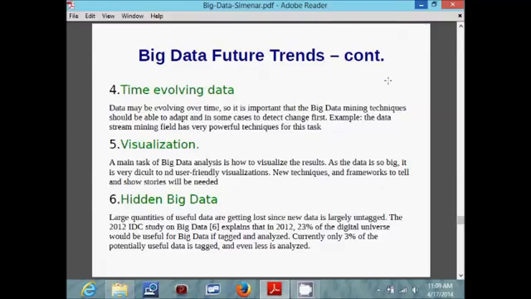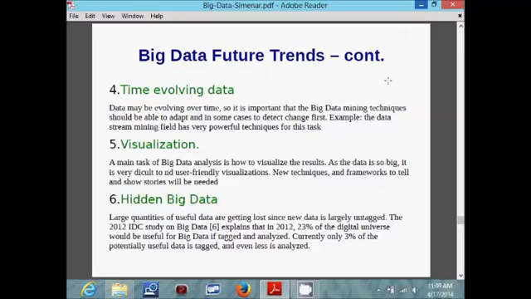Hidden big data. Hidden big data is also an interesting trend. Large quantities of useful data are getting lost, since new data are largely untapped. You have a huge amount of data nowadays that is untapped. We need tagging and searching and identifying the types of data.